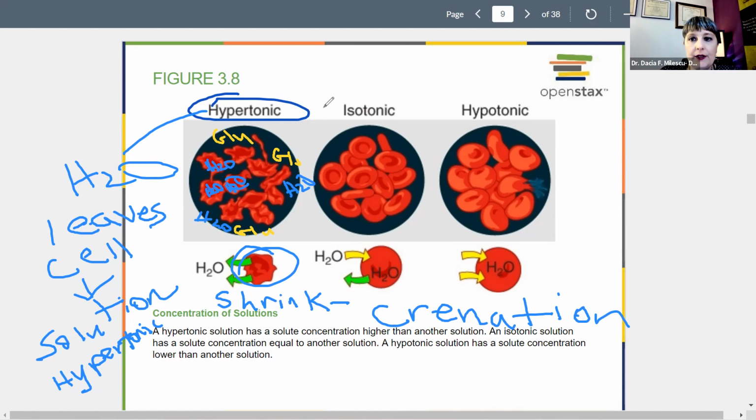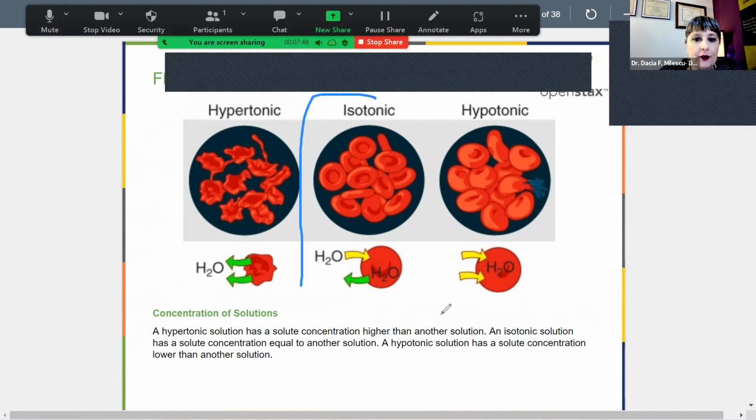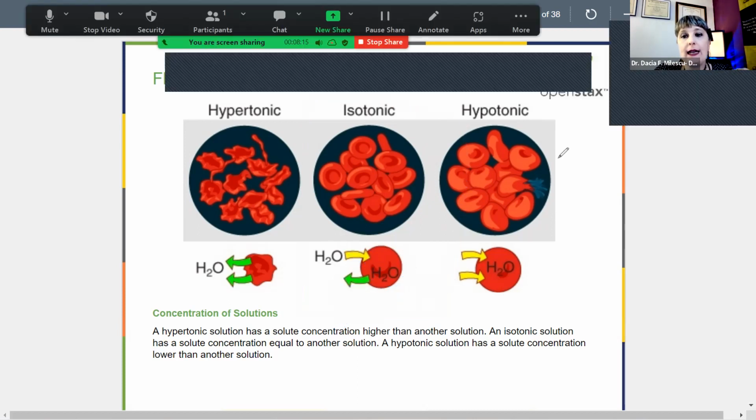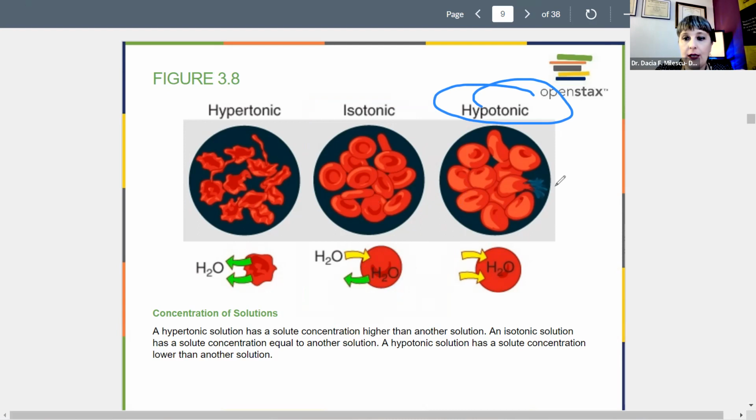So let me clear this out. And we're going to look at isotonic, where there's equal amounts of water inside and equal amounts of water outside. So there's net movement in and out to equalize so that nothing happens to the cell. It doesn't shrink and it doesn't expand. So the cell is healthy. And this is the type of fluid that we want as our IV fluid, okay, if you were in the hospital. Okay, now let's take a peek at hypotonic solution.